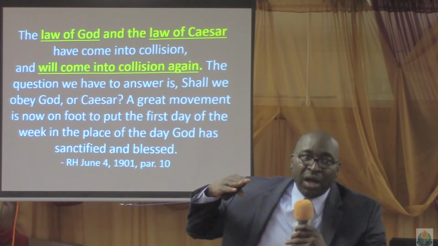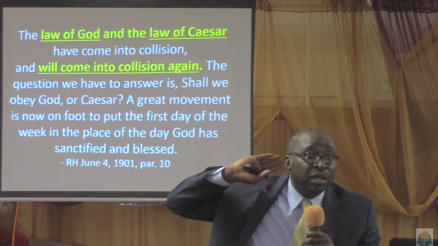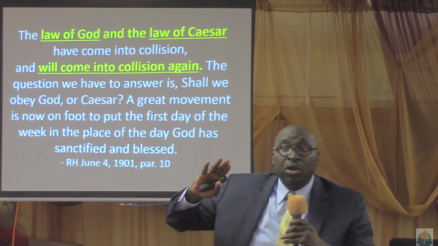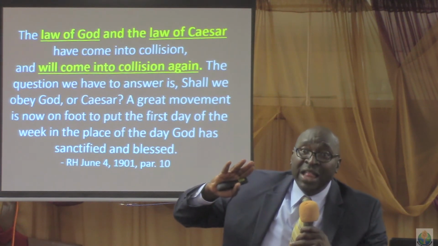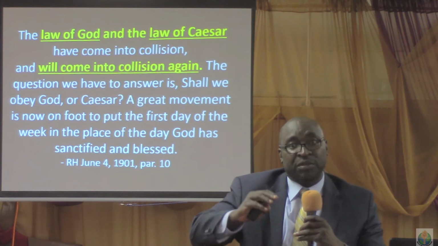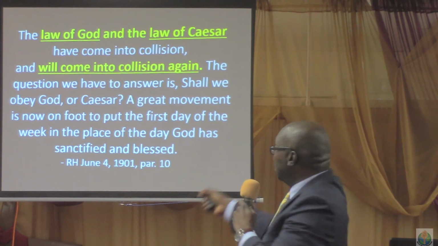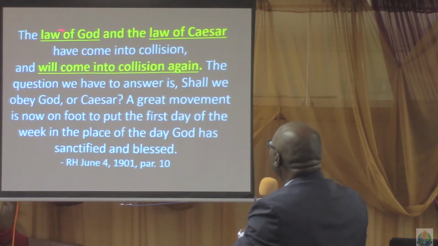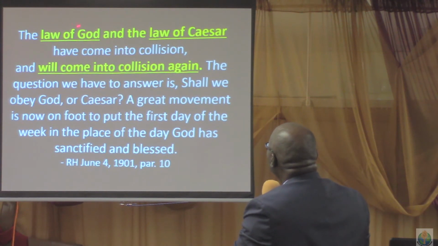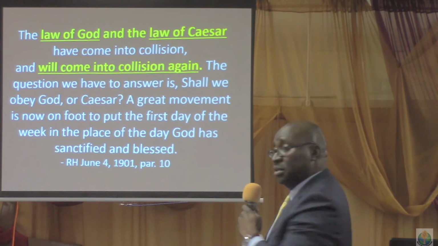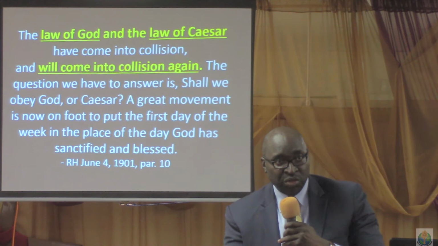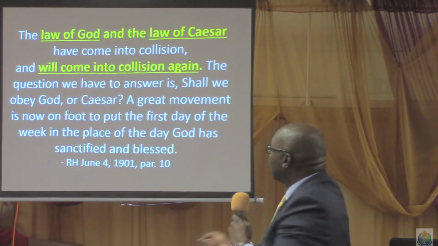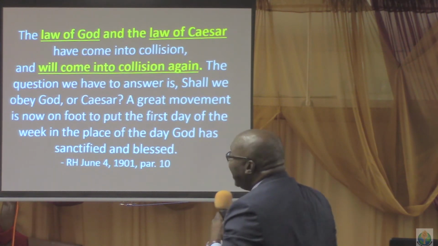When the law of God, which law are we talking about now? The Sabbath, comes in collision with which law now? What's it do with the law of Caesar? The Sunday law, then the ship runs aground. Then the collision is going to be made. So let's read it and understand now. The law of God, the Sabbath, the seventh-day Sabbath, and the law of Caesar, the Sunday law, will come into collision. Have come into collision. We discussed that there was a Sunday law before, 321 AD, Constantine. And will come into collision again.